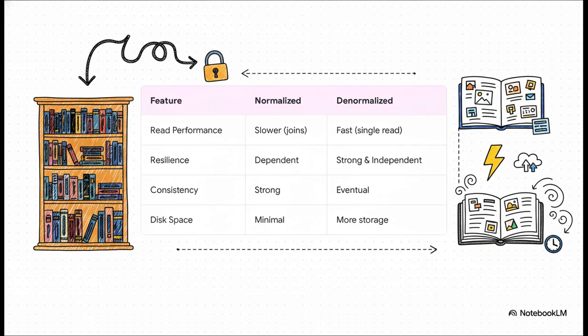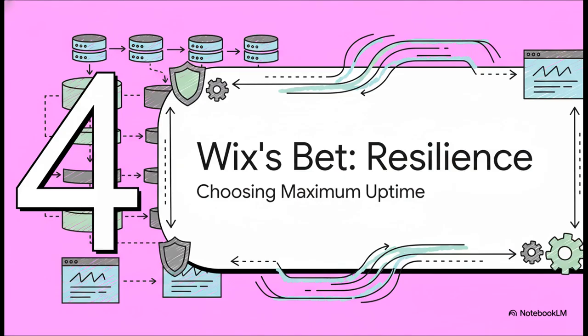Well, it takes a moment for updates to ripple across all those copies, which leads to something called eventual consistency. It'll get there, just not instantly. So every major web platform has to make this choice. They have to place their bet. Given all those trade-offs, which path do you think a massive platform like Wix takes to make sure millions of websites stay online no matter what?